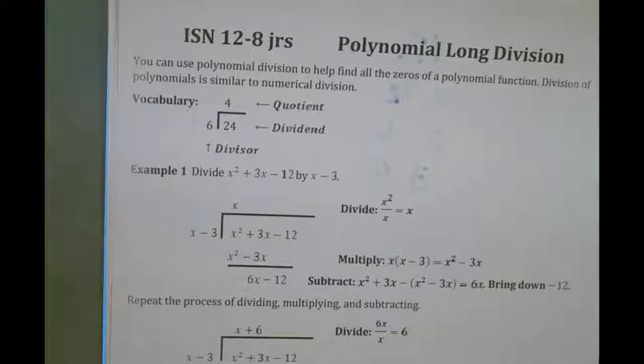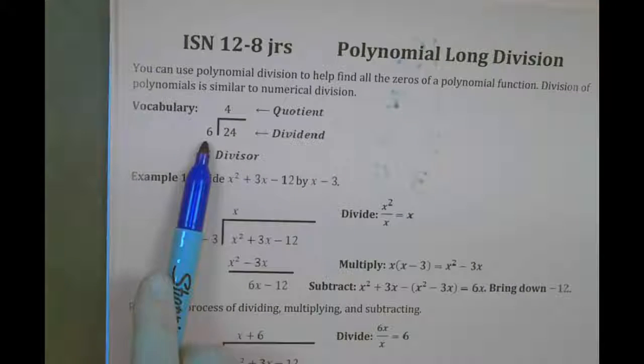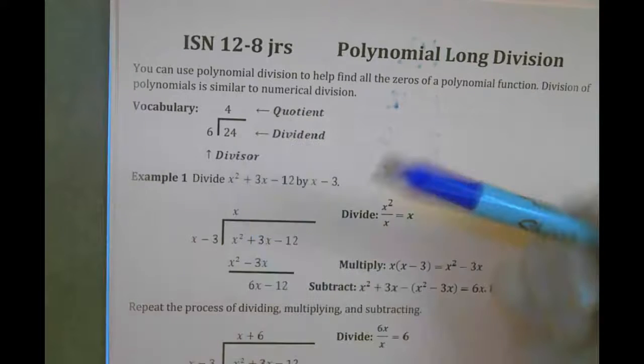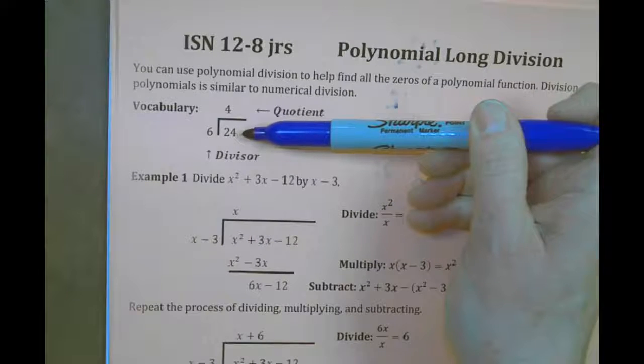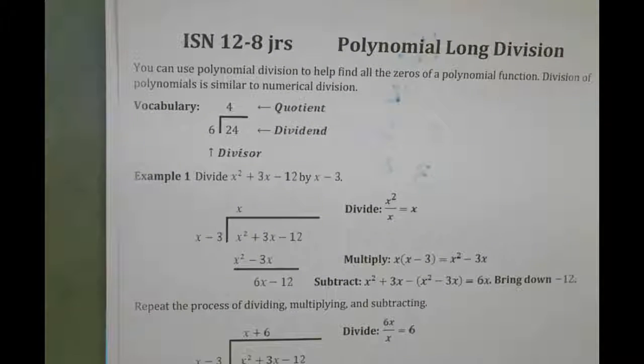On your notes, it shows you right here the vocabulary. What you are dividing by is called a divisor. What's underneath the division sign is called a dividend. The answer is called a quotient. Does 6 divide into 24? How do we know?